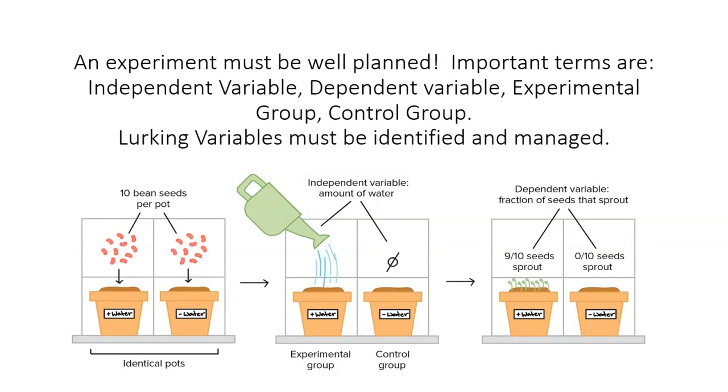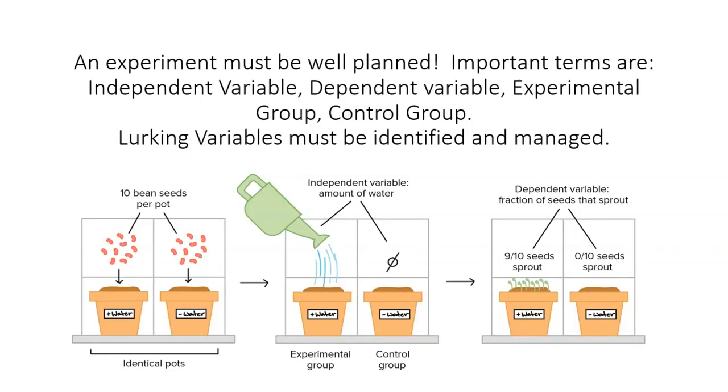So the one that is getting the water is the experimental group. It's receiving that experimental variable. The control group is not. Okay, and then our last picture here is our dependent variable. This is what we are observing to measure an outcome on. So we are looking at the number of bean sprouts that sprouted over the time period.